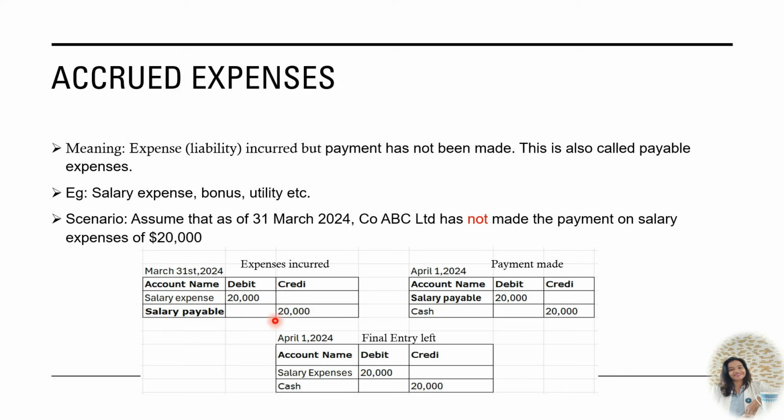Once the actual payment is made, considering that on 1st of April the salary payment has been done, at that time we will do salary payable account debit to cash account. By this, your salary payable account gets knocked off. You have one credit and one debit which get knocked off, and you are left with the final entry, which will be salary expense account debit to cash account. This is an example of an accrued expense account.